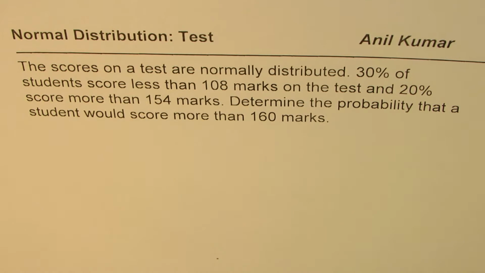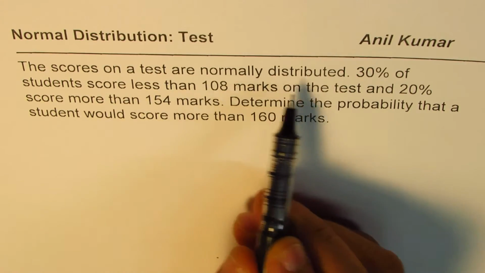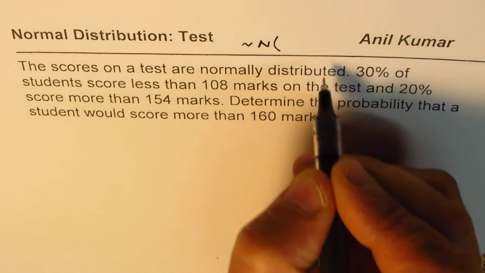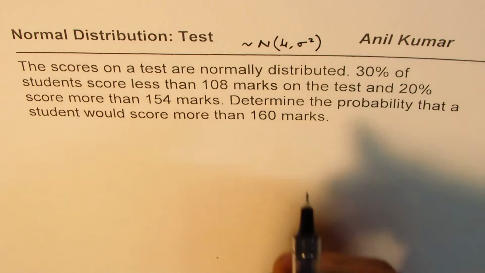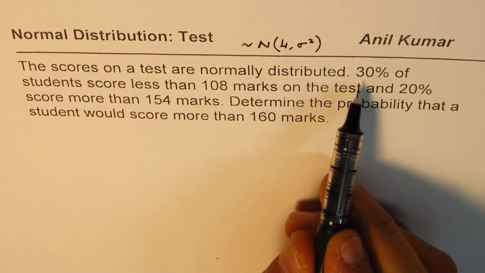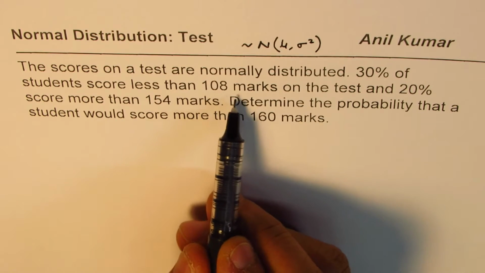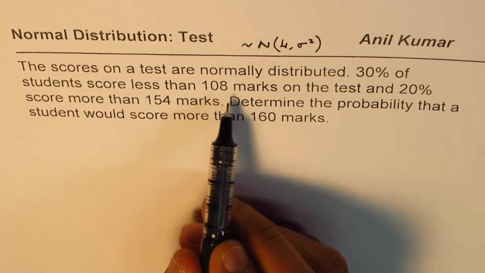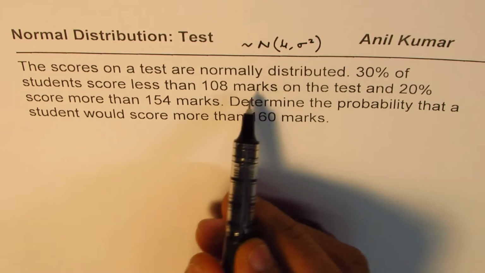Okay, let's try to understand this question. Read it once again. It says, the scores on a test are normally distributed. So we're talking about a normal distribution. And as I said, we really don't know the mean and the standard deviation in this case. But we know 30% of students score less than 108 marks. This is what we know. So the number of students scoring less than 108 marks is 30%, which is 0.3.